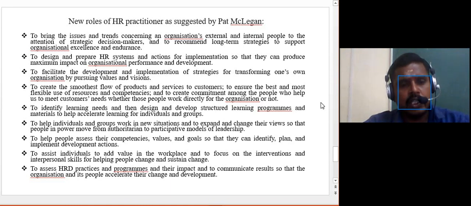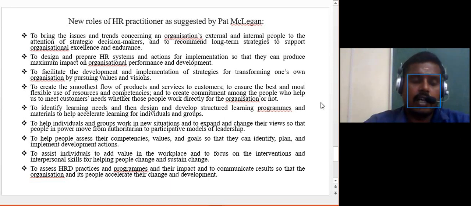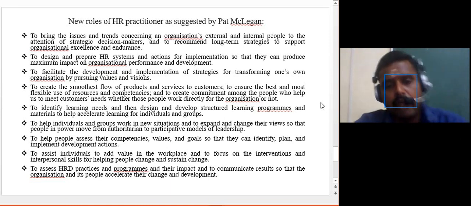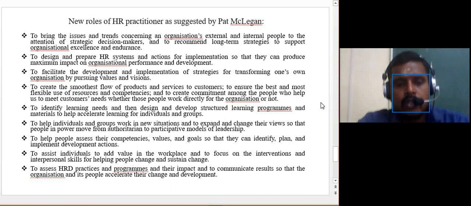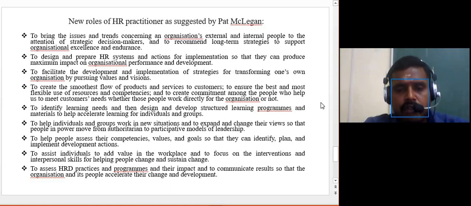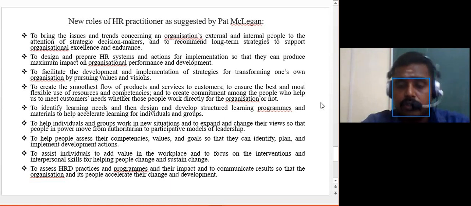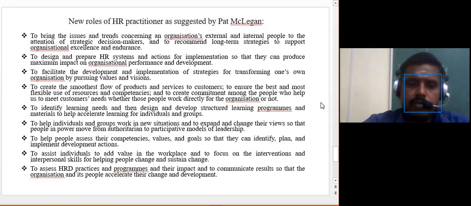And the next one is to help individuals and groups work in new situations and to expand and change their views so that people in power move from authoritarian to participative modes of leadership style, because we must involve all the individuals to adopt the new environment, practices, the new situations. Day by day we are facing new problems.